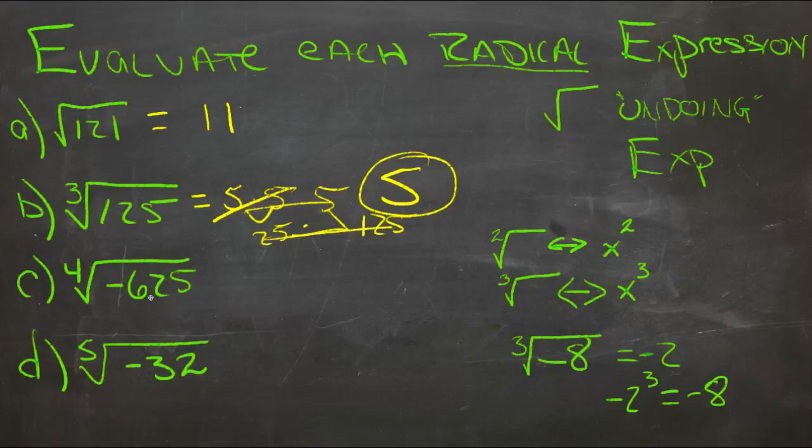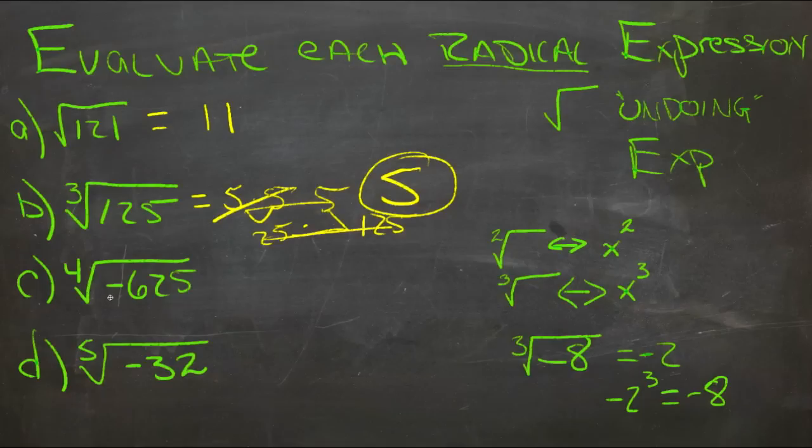Now we need the fourth root of 625. Well, we already know that the cube root of 125 was 5. So what if we multiplied 5 out a fourth time? Well, we'd have 125 times 5, which is 625. So the fourth root of 625 must be 5.